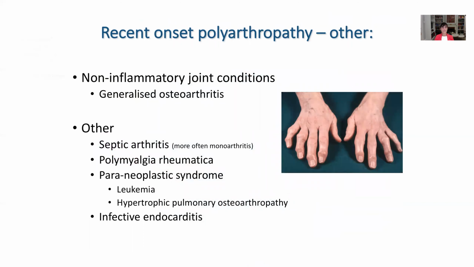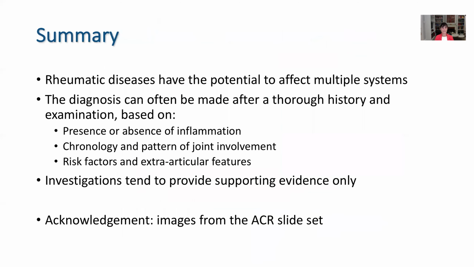And just to round off, there are a range of other causes of polyarthritis. The most common, of course, would be generalized nodal osteoarthritis, as demonstrated in the slide here. And then the small print causes, such as septic arthritis, which more commonly causes a monoarthritis, polymyalgia rheumatica, paraneoplastic syndromes, as already mentioned, and infective endocarditis.